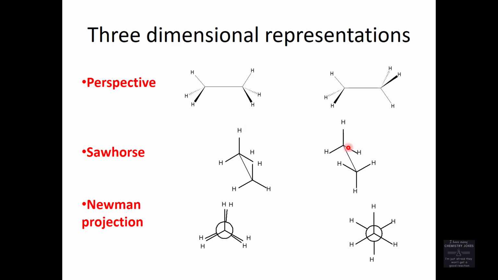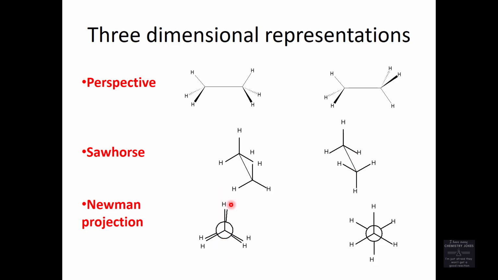Exact same scenario in the bottom, or in the middle sawhorse. You've rotated the front carbon this time. Well, to me this looks like the front carbon. It kind of depends on exactly what perspective you see it from, but we've rotated one of the carbons to be a little off sync from the other. Newmans, exact same.